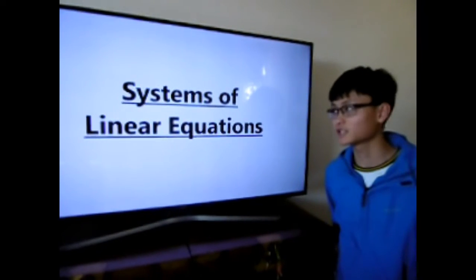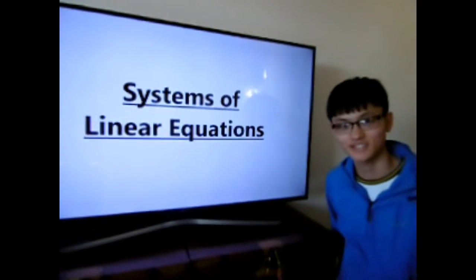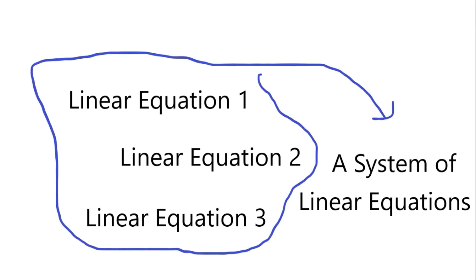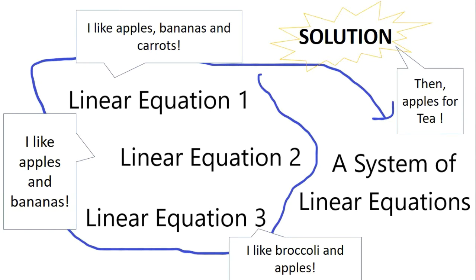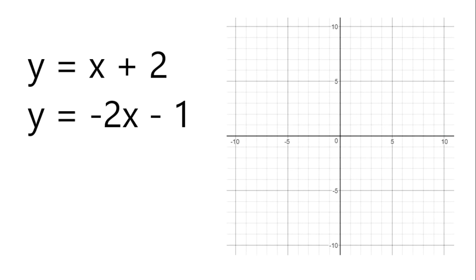Today I'll talk about systems of linear equations. A system of linear equations is a group of two or more linear equations. A solution to a system of linear equations is the value of the variable or variables that is true for all of the equations in the system. There are a few ways to solve a system.